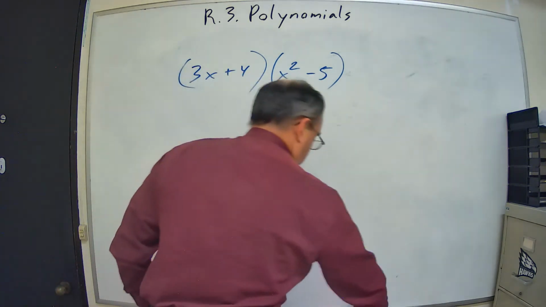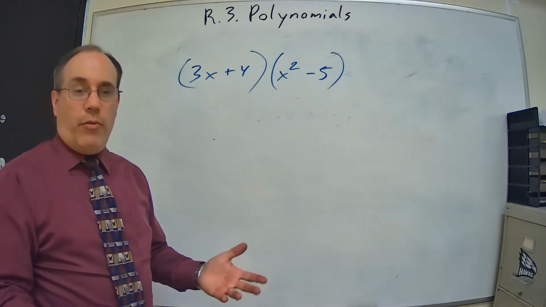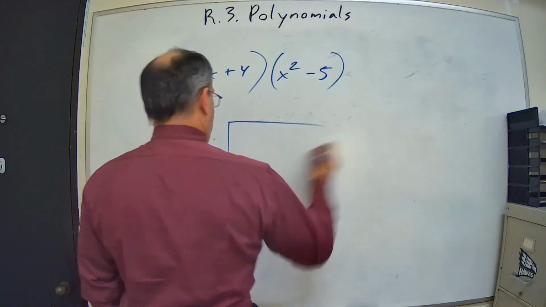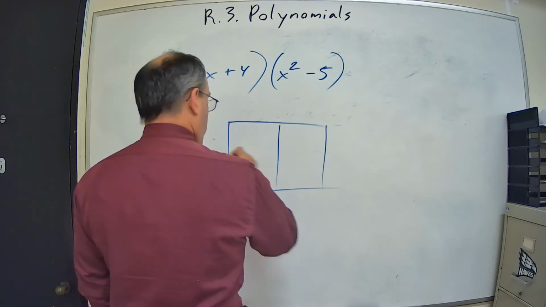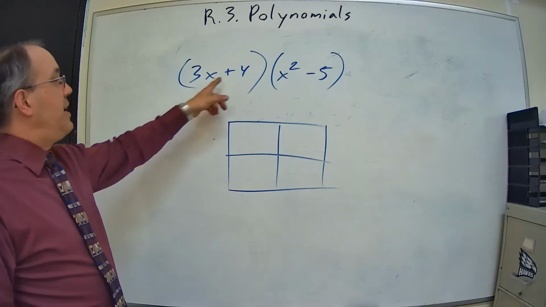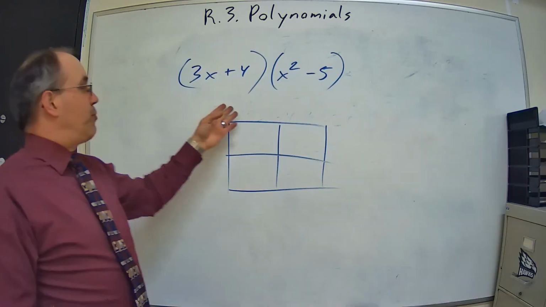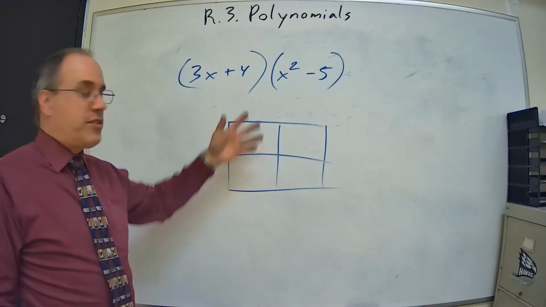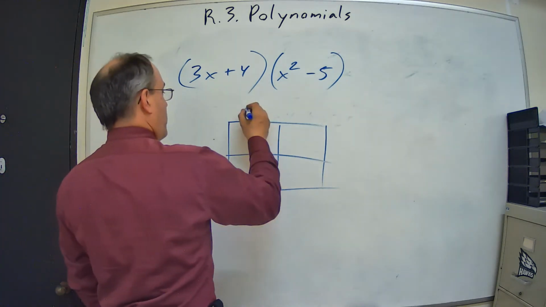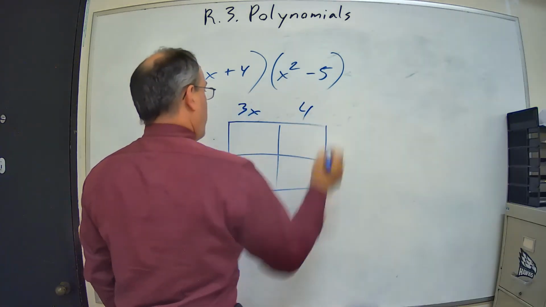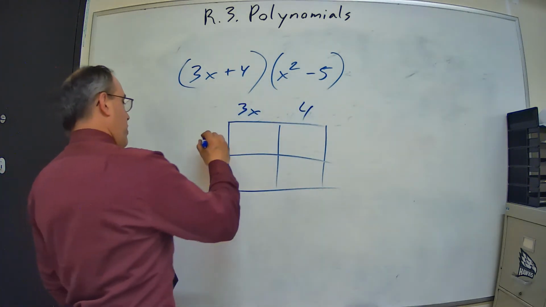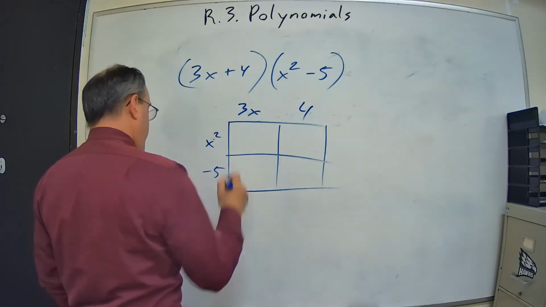Well, here's one method. You can create a table. What I mean by creating a table is I can just say, well, this is a binomial times a binomial. So I'm going to create a 2 by 2 grid, and I'm just going to take these terms and make them the headers to each of these columns or to each of these rows. So I have 3x plus 4, I'm going to call this 3x, and I'm going to call that 4. I have x squared minus 5, I'm going to call this x squared, I'm going to call that negative 5.